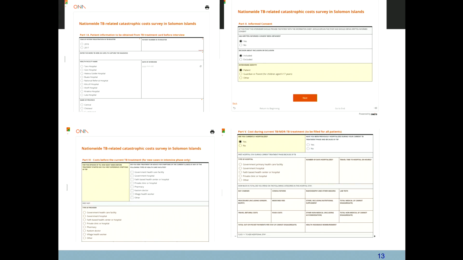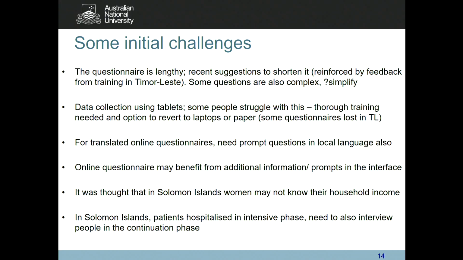So this is just a few screenshots of ONA. I think Ines showed those as well. So it's just to show you the interface. And we found it to be a very easy to use interface, and actually the staff really liked it. And as Ines mentioned, it has all the skips already put in there. So we found it very easy for the staff to sort of pick up and learn how to use.